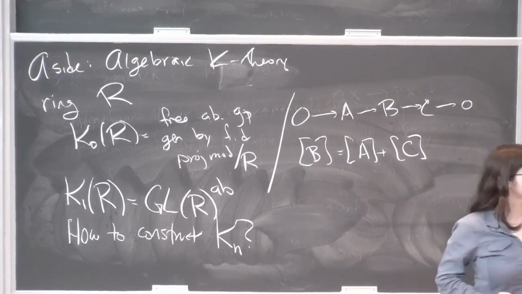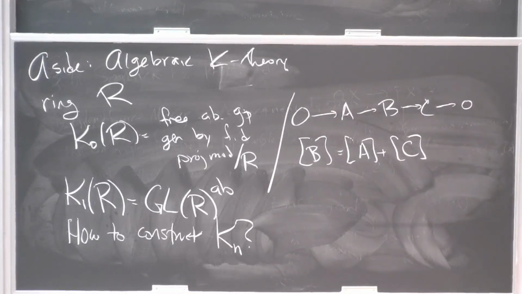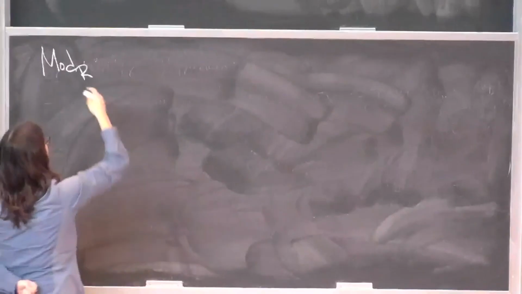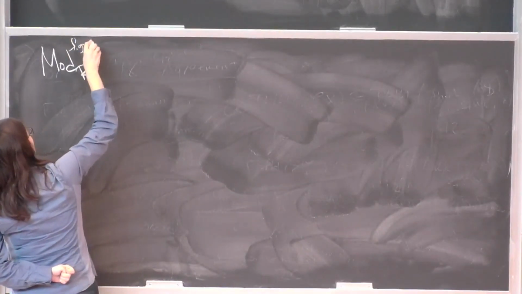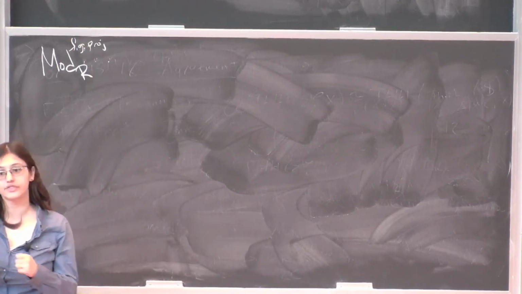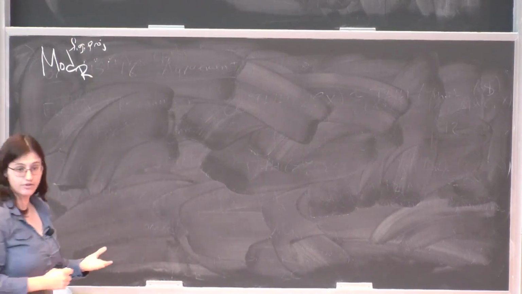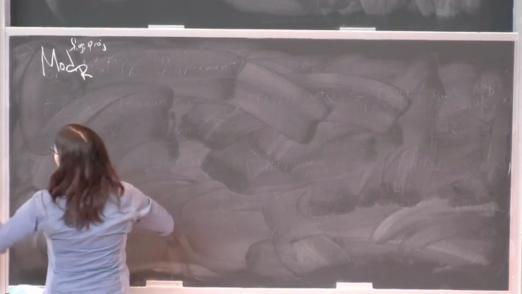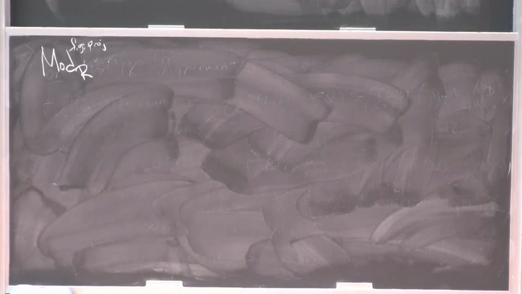So here's how this is done. You look at the category of modules over R, and I mean finitely generated projective. And you notice there are two kinds of ways of seeing that a module is smaller than another module. We have the inclusion, and we have the surjection.